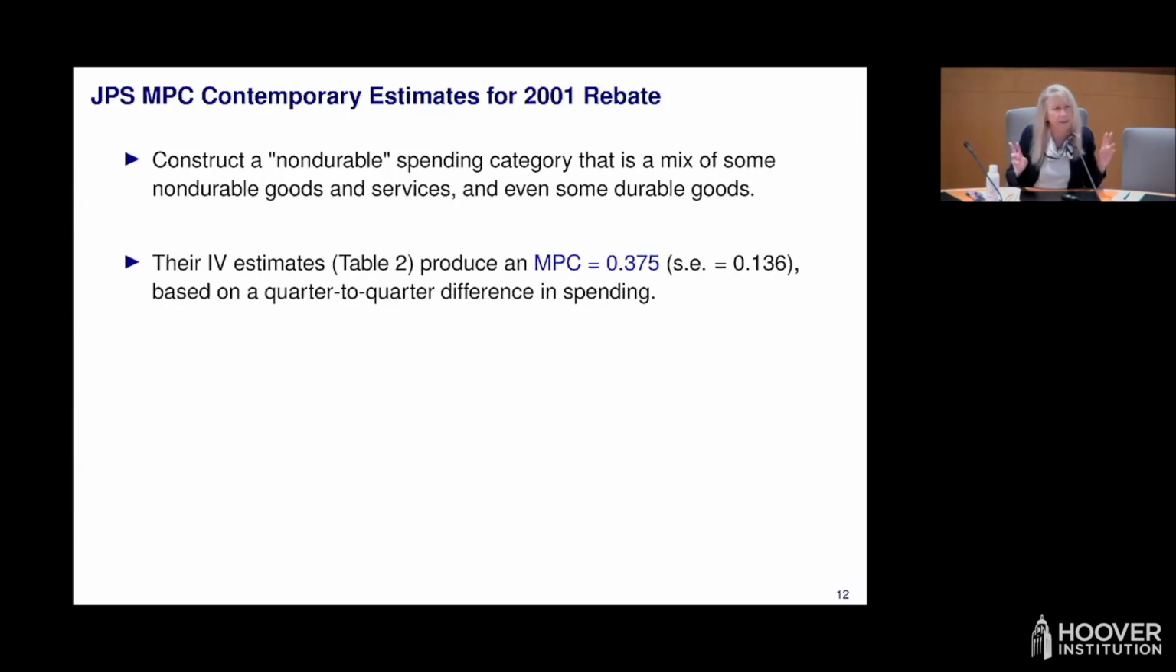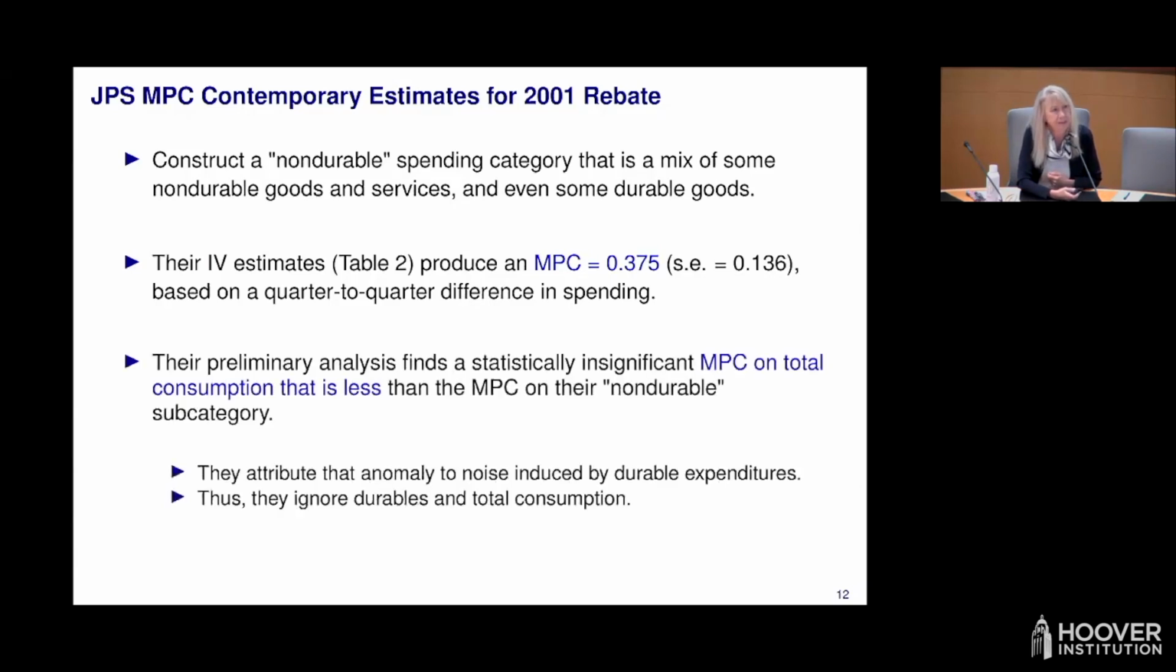So jewelry and medical equipment happen to be in there. Now, their instrumental variables estimates produce a marginal propensity to consume of 0.375 with a reasonably low standard error, and that's based on a quarter-to-quarter difference in spending. Their preliminary analysis finds a statistically insignificant MPC on total consumption that is less than the MPCs on their subcategories. They attribute that anomaly to noise induced by durable expenditures.